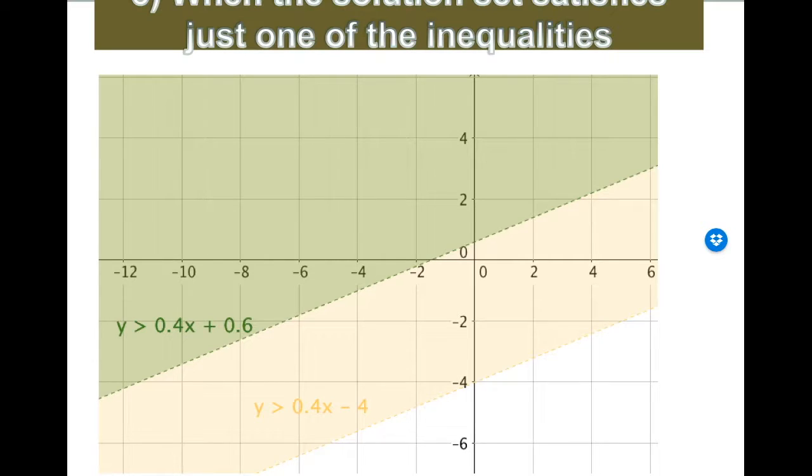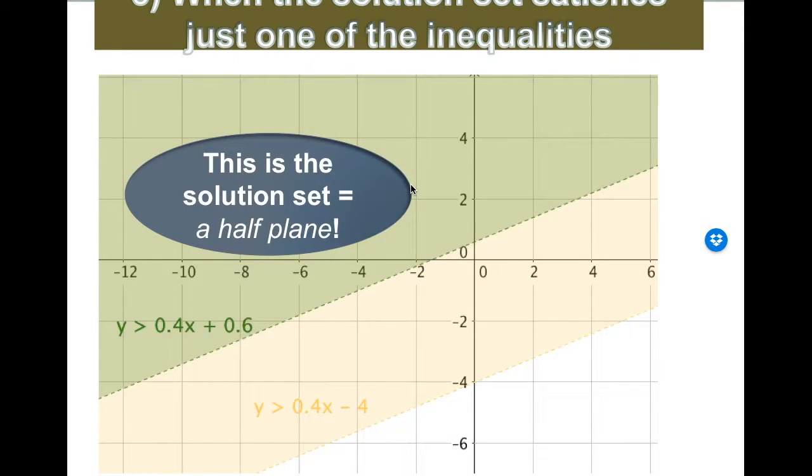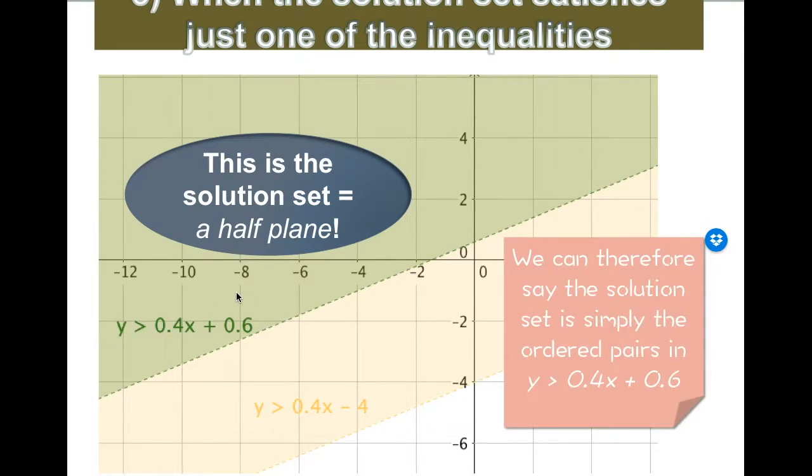The third exception is when the solution set satisfies just one of the inequalities. Here are 2 inequalities graphed, but if you notice, it's really only the top of this line that we care about because that's where they intersect. So because this is the solution set, it's just the half plane. There's not any fancy intersecting going on. It's just the region above this line. So we can therefore say that the solution set is simply the ordered pairs where y is greater than 0.4x + 6.